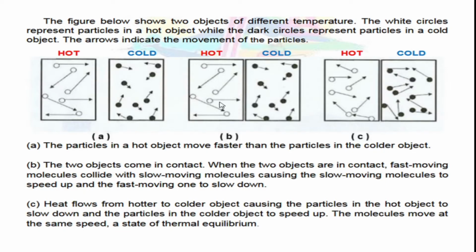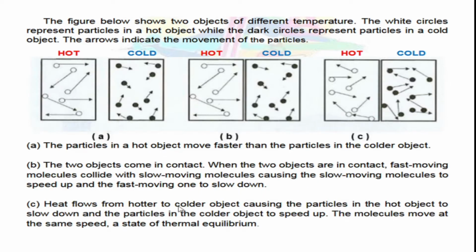Okay? So, when the fast-moving molecules collide with the slow-moving molecules, the slow-moving molecules are the ones that speed up in movement. And the molecules that were previously fast-moving are the ones that slow down, whether they are in hot or cold temperature. That is what happens. Here in letter C, heat flows from hotter to colder.